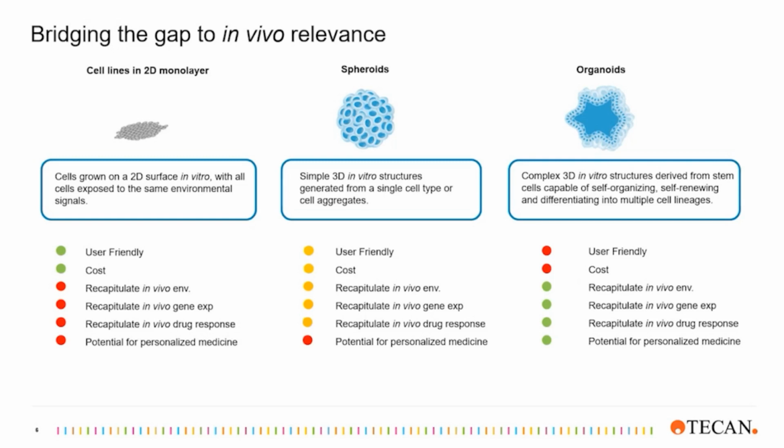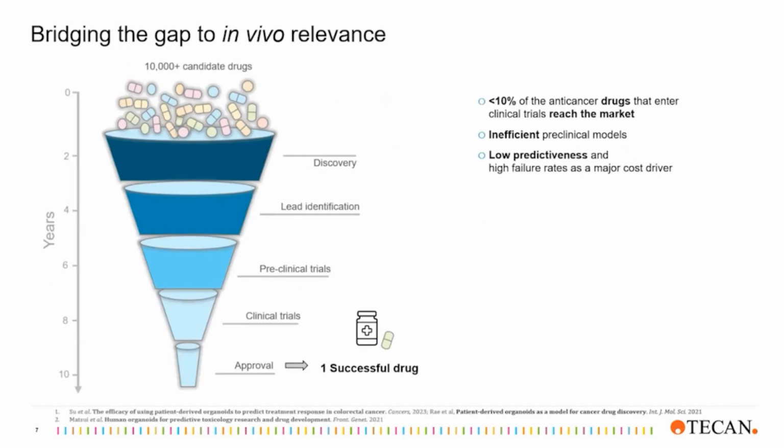Patient-derived organoids hold unique promise for personalized medicine, allowing clinicians to screen patient organoids, which may have specific genetic drivers, for a variety of therapeutics before giving them to the patient. And the need to fill this gap in physiological relevance can be clearly demonstrated by looking at the drug discovery funnel.